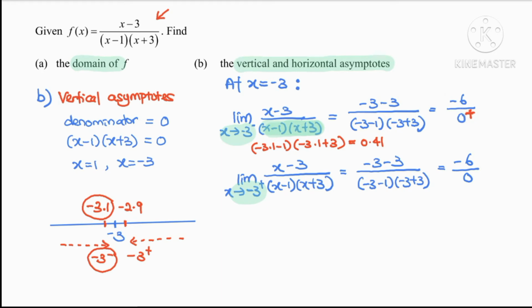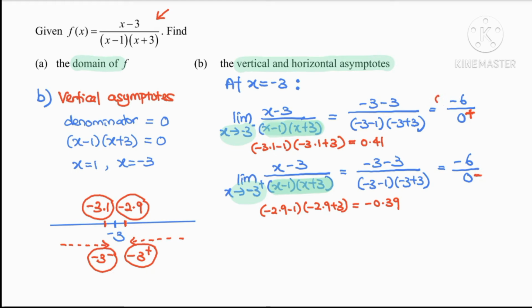Now, when x is approaching -3 from the right side, we are going to replace x with -2.9. We are going to replace it here: -2.9 minus 1, -2.9 plus 3. So this is equal to -0.39. This value is a negative value. So we are going to put a negative sign here.